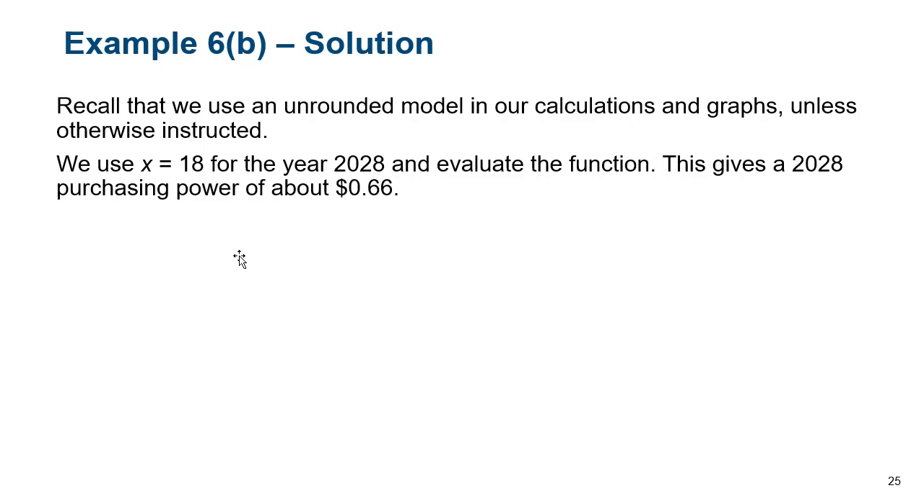Now, remember that we use an unrounded model in our calculations and graphs, unless we're instructed otherwise. So we use 18 for the year 2028, and we evaluate the function. This gives us a purchasing power of about 66 cents. It makes sense to round it to the nearest penny.